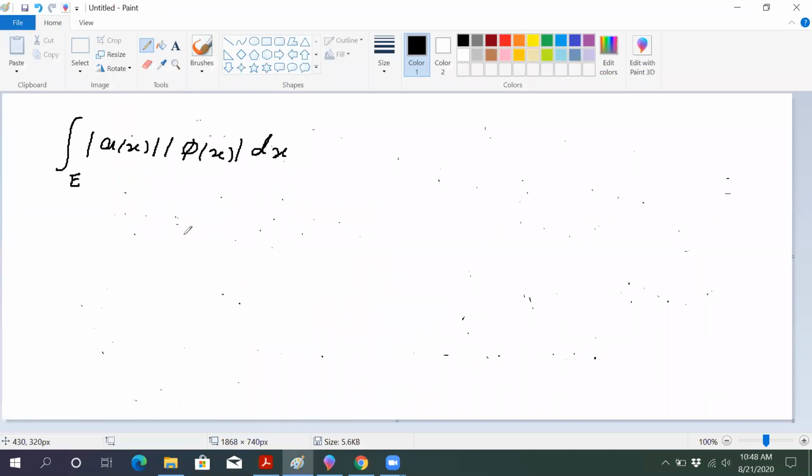Here, look at this. Do you agree with me that the absolute value of phi(x) is less than or equal to the sup of the absolute value of phi(x) for every x in E? Remember, this supremum is being taken on the support of phi, which is E. Do you agree with me about this? Because this is an upper bound for this value, right? It means for every x in E, the absolute value of phi(x) is less than the sup, because this is an upper bound.